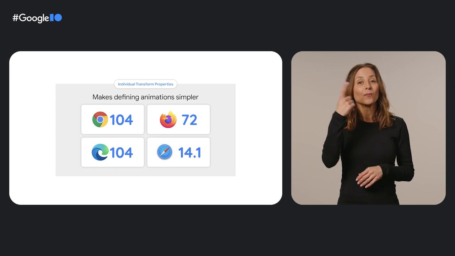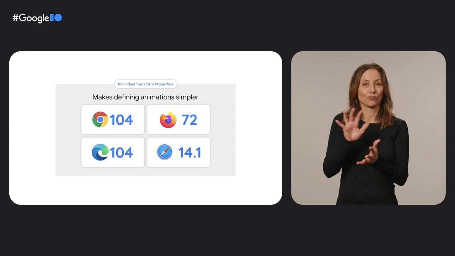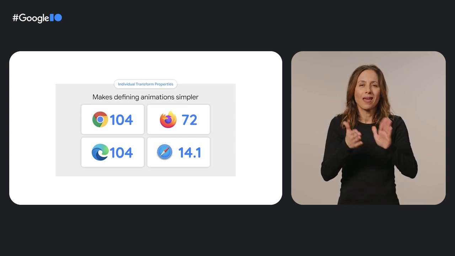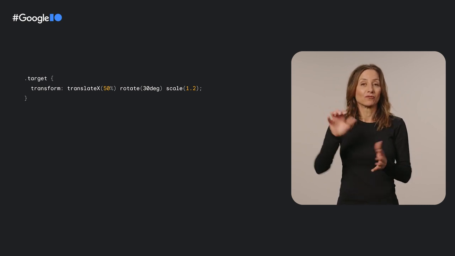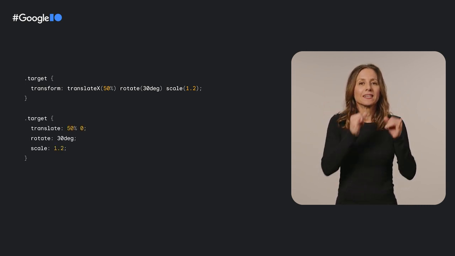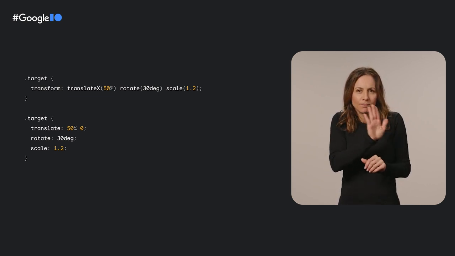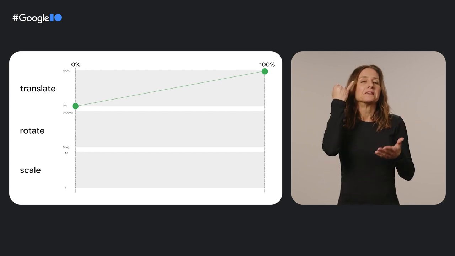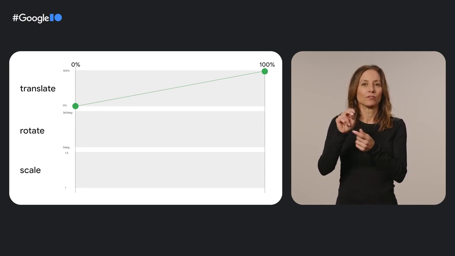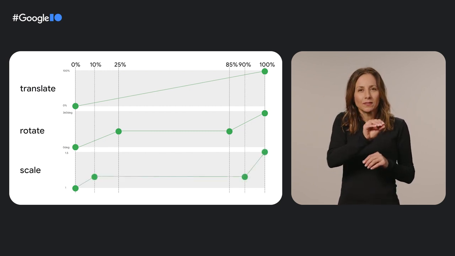Another one that simplifies our code is individual transform properties. Using CSS transform is a great and performant way to add movement to your site. You might be familiar with writing CSS transform like this. With individual transform properties, you can now specify transform properties individually. This comes in handy when you are writing complex keyframe animation. Let's say you are planning an animation that translates an element from 0 to 100%, rotates the element midway, and also scales at different keyframe points.